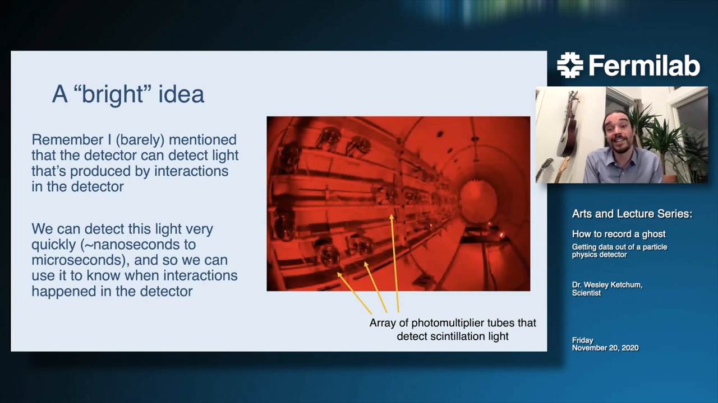So you might remember that I mentioned before that in addition to the ionization electrons, we detect light from the interactions that happen. And this light is actually something that we can detect very quickly. That's how we know the start time of when the ionization electrons start moving in the detector. And so we can combine this information with our beam gate in order to form our trigger.